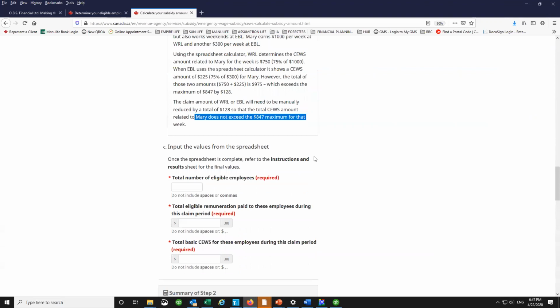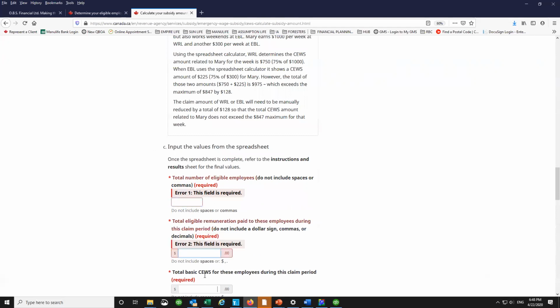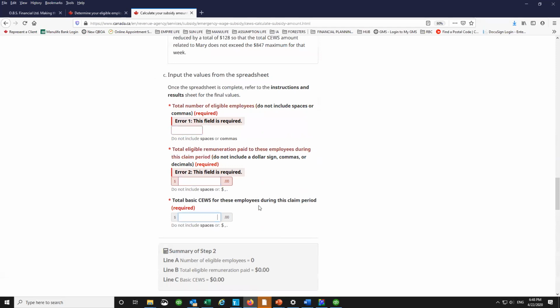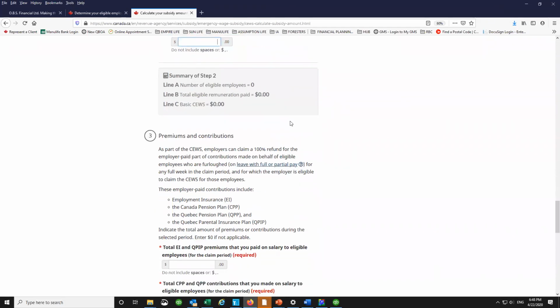Going into section C, this is the nuts and bolts of the calculator. The three main things you need to report to Revenue Canada are how many employees, what the total eligible remuneration paid to these employees during the claim period is, and the total basic CEWS subsidy application that you're applying for. We then go on to step 3.